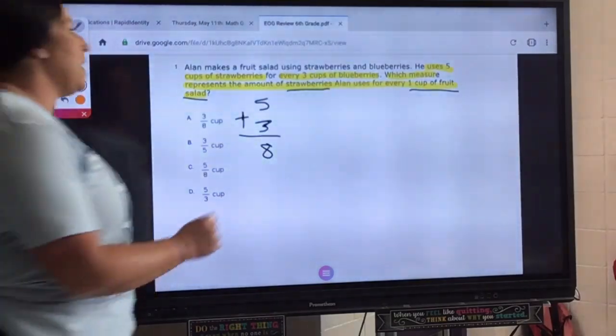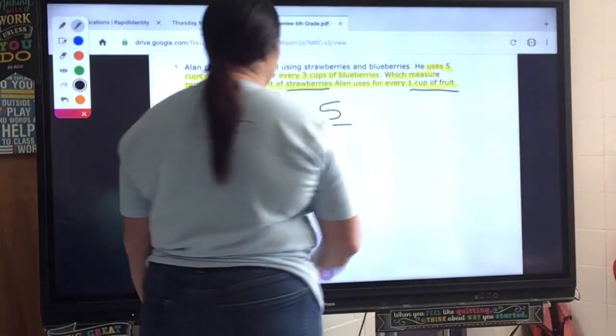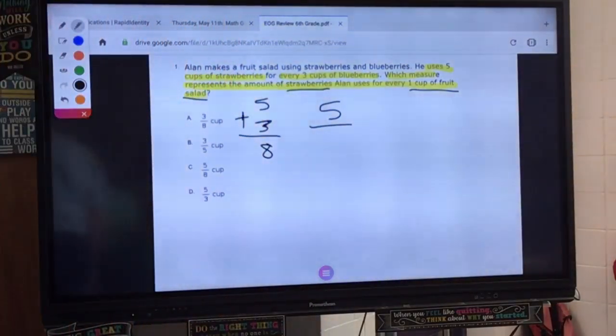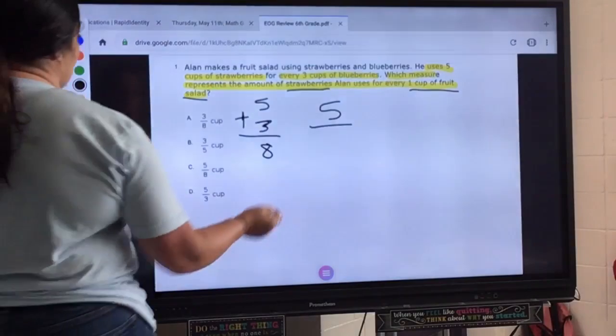Thank you. So we have 5 strawberries. To what? 5 strawberries to what? 3 blueberries. No. What is our ratio that we are trying to find? It's 5 to 8. Yes.